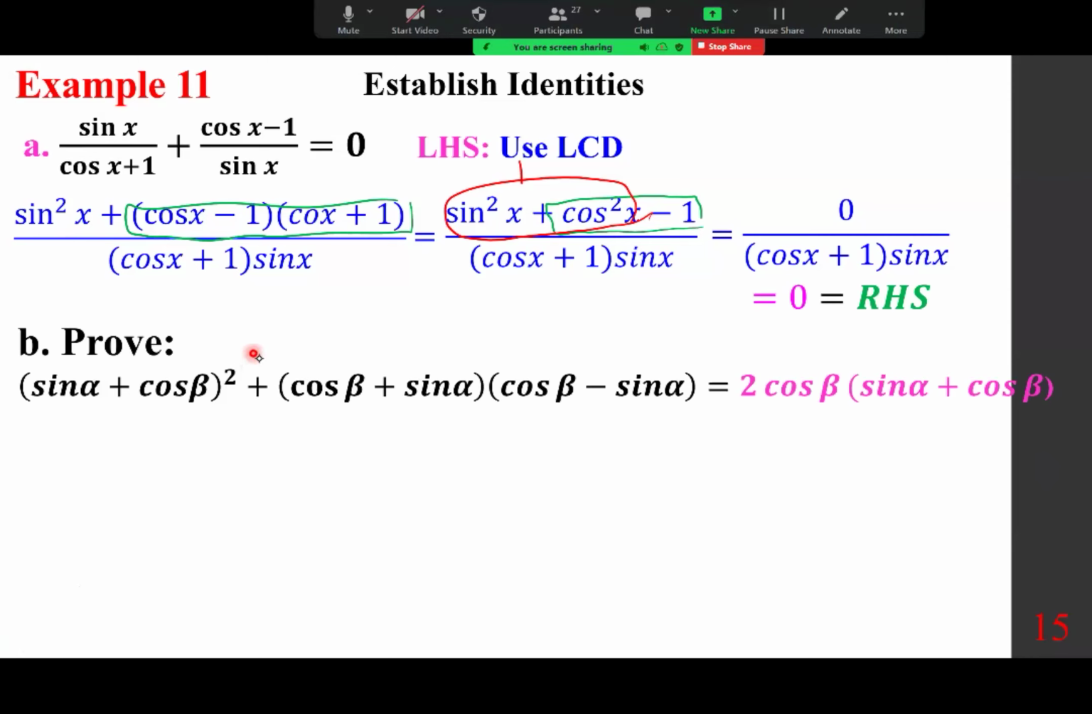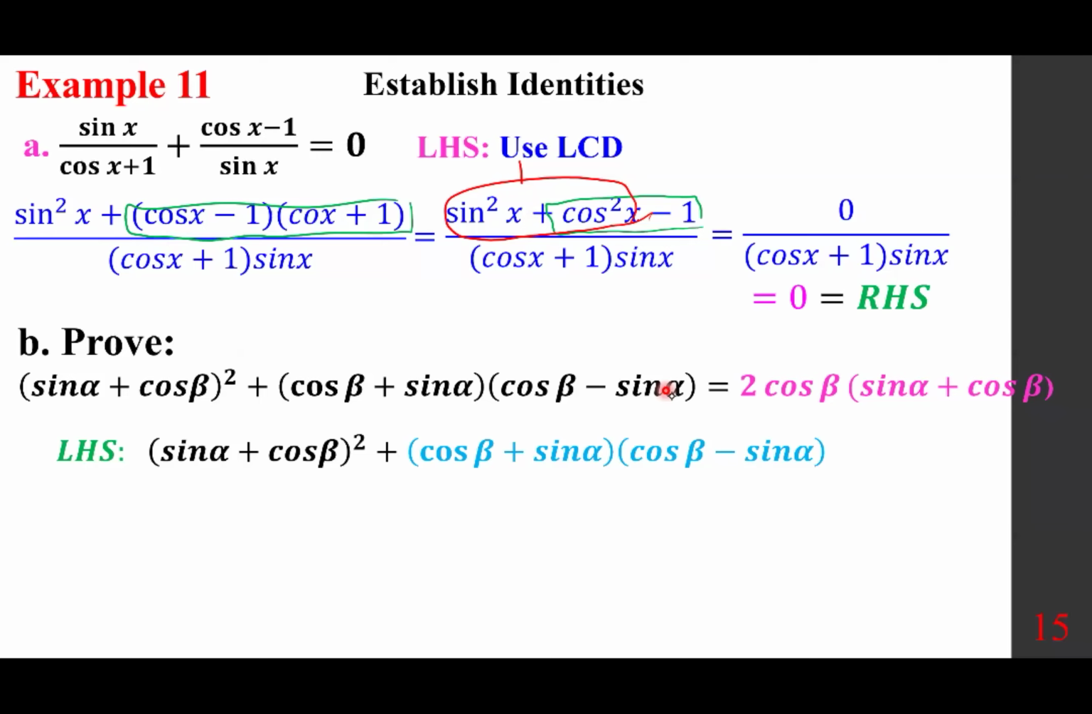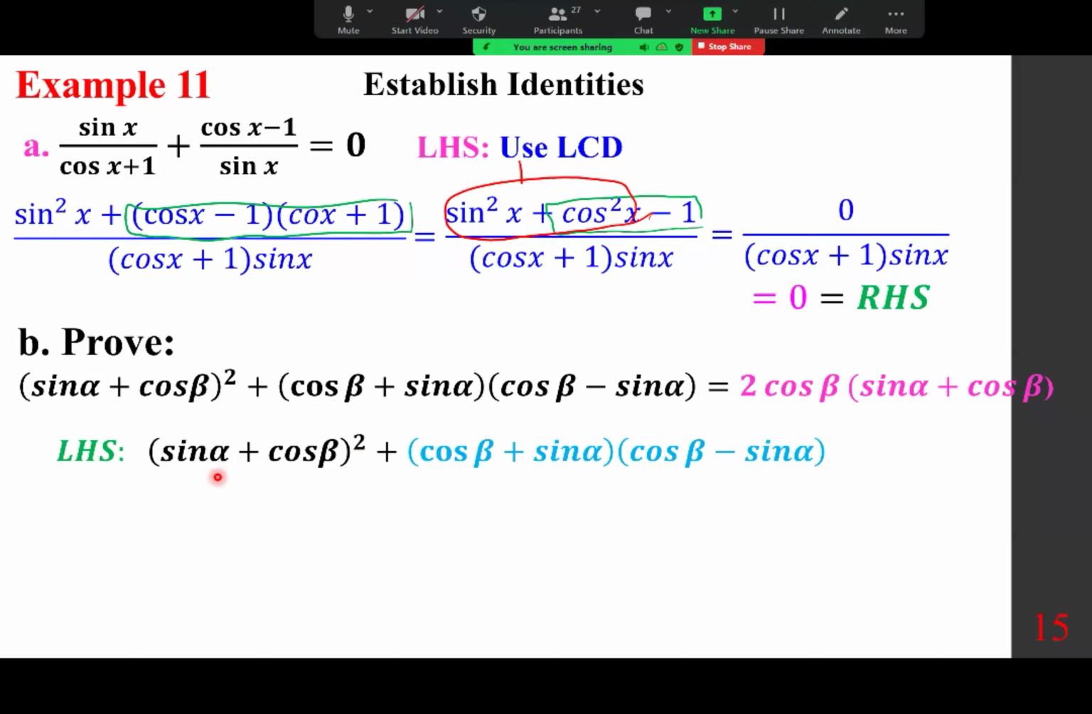Prove sine alpha plus cosine beta squared plus cosine beta plus sine alpha times cosine beta minus sine alpha will become 2 cosine beta times sine alpha plus cosine beta. Clearly, the left-hand side is longer and more complicated. So we're going to start with the left-hand side to simplify and get to the right-hand side. You square that, you get sine squared plus 2 sine alpha cosine beta plus cosine squared beta. I'm hoping nobody has any problem with basic information from algebra. So I'm using a plus b quantity squared, a squared plus 2ab plus b squared.